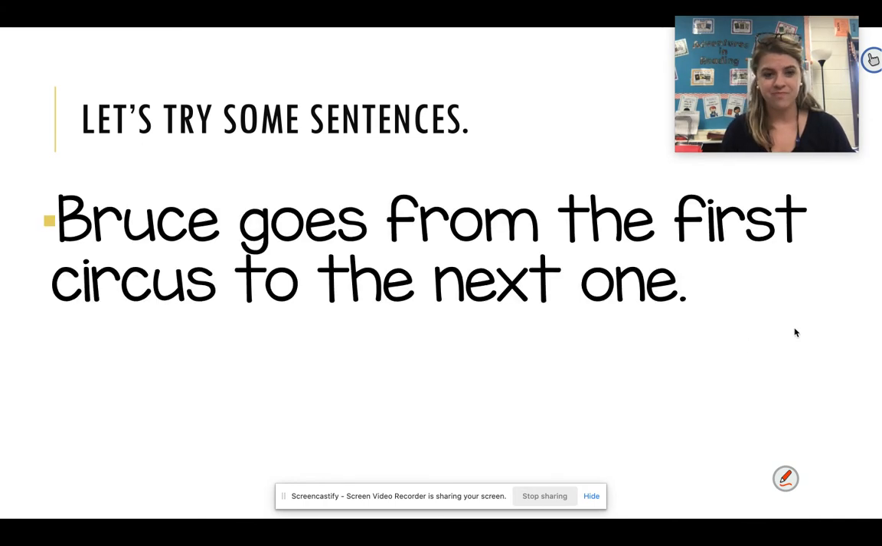Okay? So here we go. We need this capital B for 2 reasons. It's the first word in a sentence, and it's someone's name. So, Bruce goes from the first circus to the next one. That is 1, 2, 3, 4, 5, 6, 7, 8, 9, 10 words. Make sure that you have 10 words on your page, and then let's read it together more fluently. Here we go. Bruce goes from the first circus to the next one. Very good.